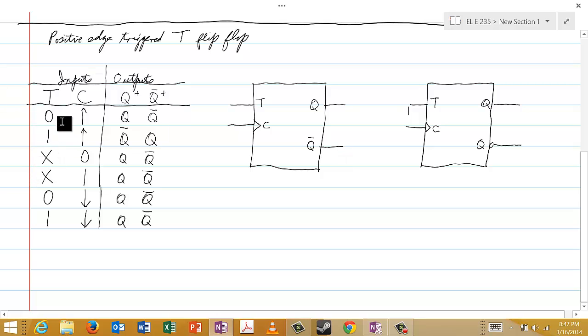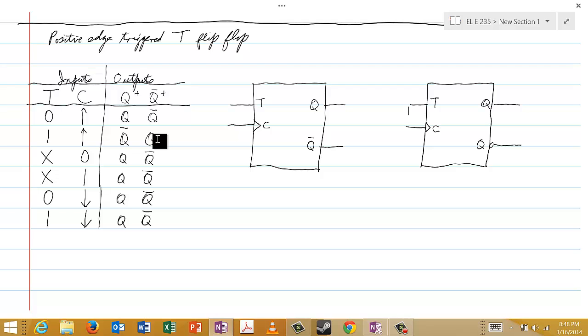But for the T flip-flop, it's different. If T is equal to 0, then the next value of the output is equal to the present value of the output, and the next value of the complement is the present value of the complement. But what is interesting is when T is equal to 1. In that case, the next value of Q is equal to the present value of Q complement, and the next value of Q complement is the present value of Q. So just as we could think of the D for the D flip-flop as representing the word delay, we can think of the T in the T flip-flop as representing the word toggle.